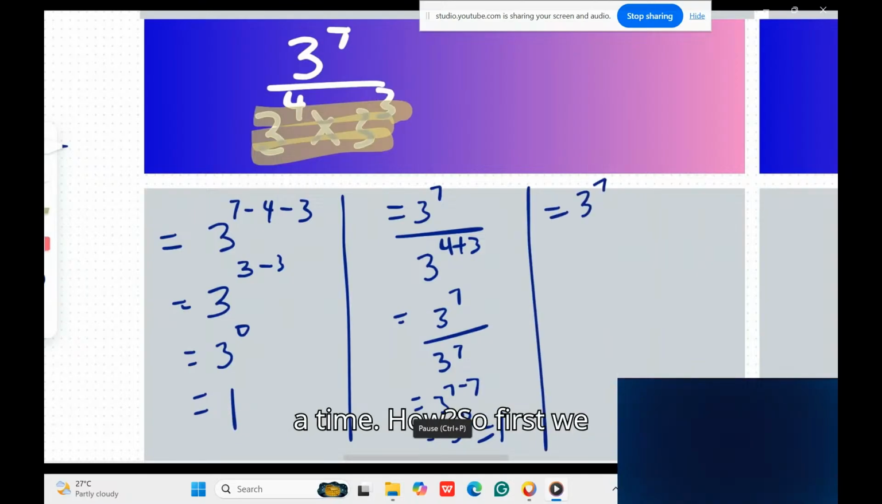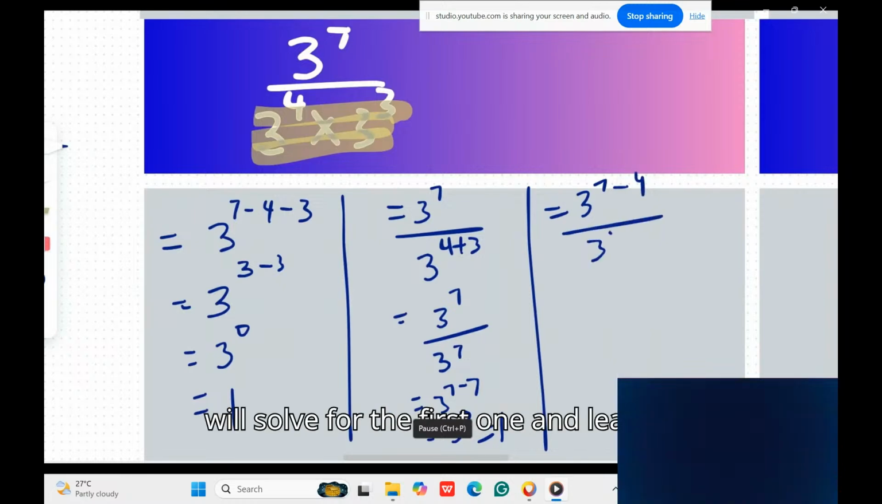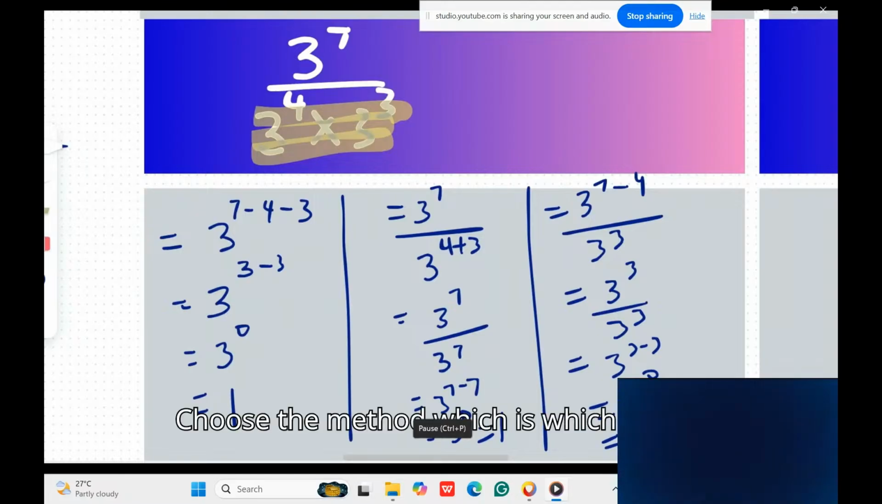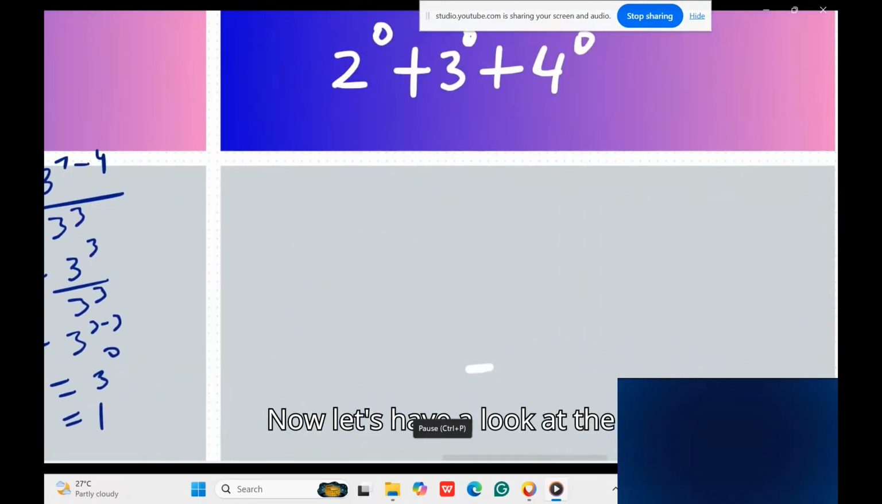How? First we will solve for the first one and leave it here. And then from here, either you can write it directly or you can show the subtraction of the powers. Choose the method which makes more sense to you. None of them are wrong. We are applying the rules at every step and the rules are also clear. Now let's have a look at the next question.